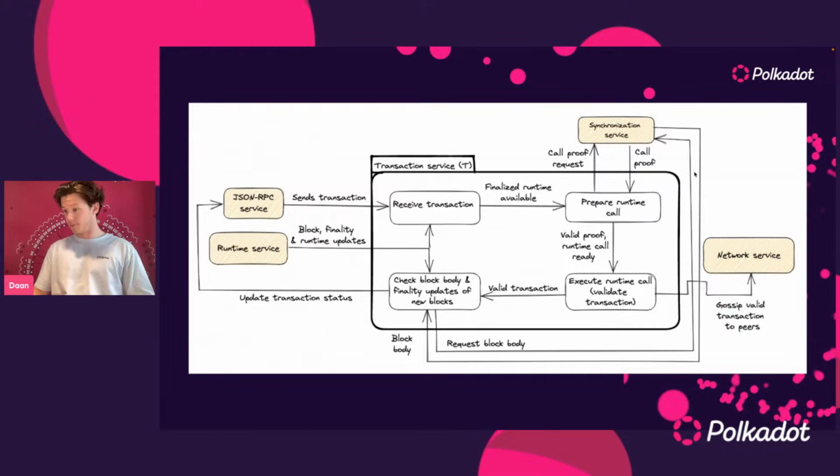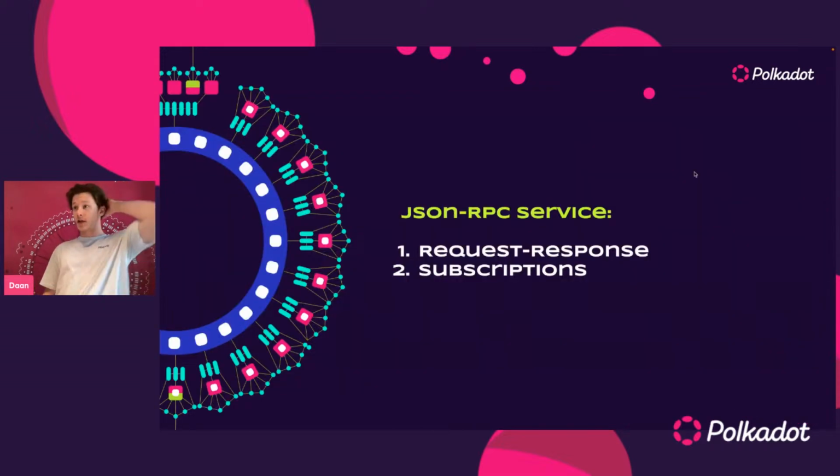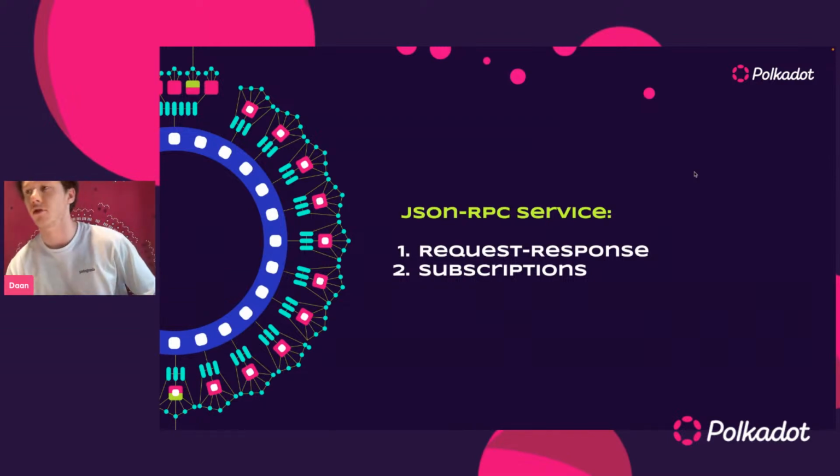So yeah, cool. Last, the JSON RPC service. This is where the application is mostly interacting, or maybe only interacting, but we send request response RPC calls, which is, hey, give me this piece of data, or we can start subscriptions like, hey, give me updates about the latest finalized blocks.